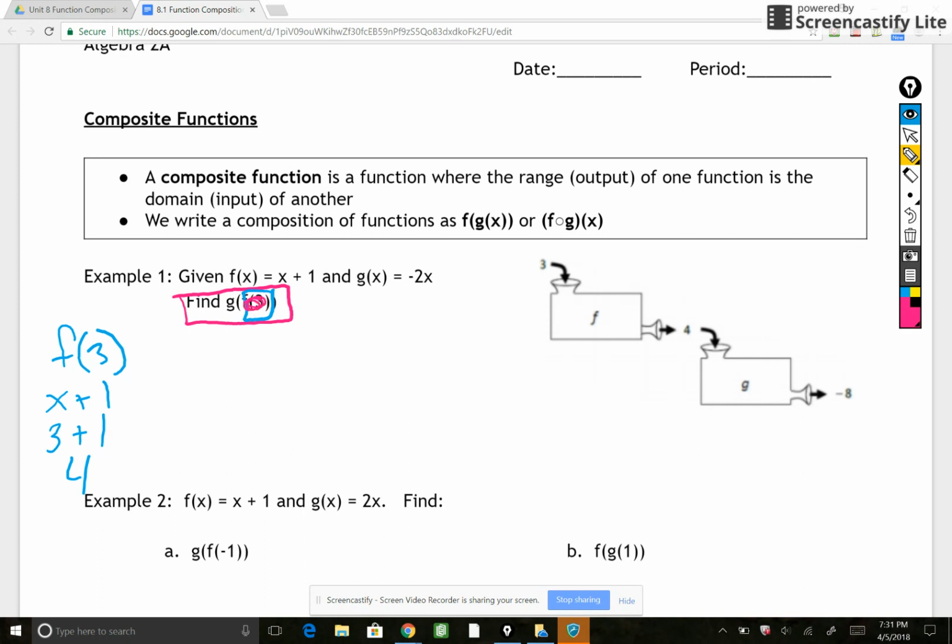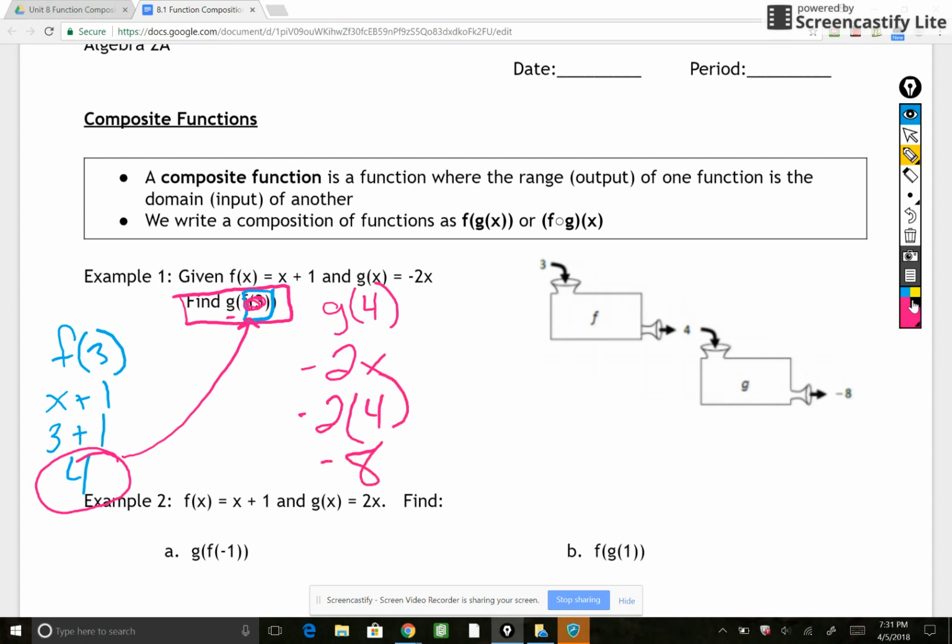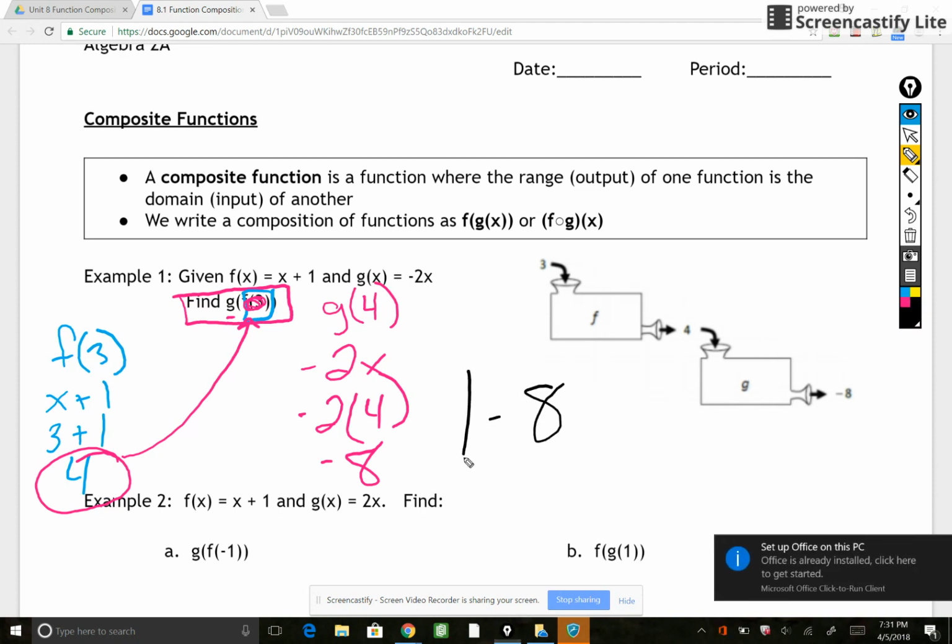So then this whole inside equals 4, so now you want to find g of 4. The output you get here gets put in, and then you have to find the outside function. So g of 4, g is negative 2x, plug in 4, you get negative 8. So the final answer is negative 8.